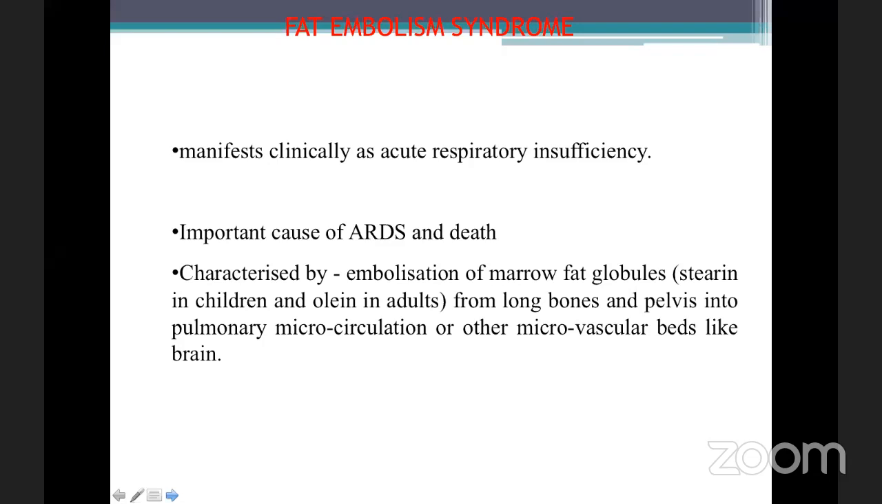Let's move on to the next topic, that is fat embolism syndrome. I'll be discussing very key exam-oriented topics. So next is fat embolism syndrome. It manifests clinically as acute respiratory insufficiency. So what is fat embolism syndrome?